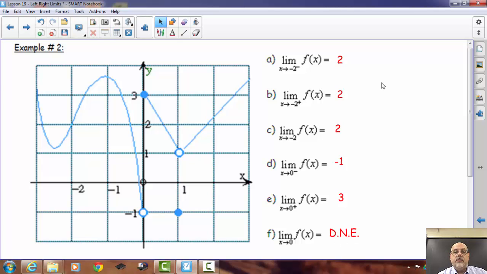If those two values are different, the limit just does not exist. So if you look at the top two, when I approach x is -2 from the left and the right, I still get a value of 2. Therefore, the limit is 2 when I approach -2. On the second example, as I approach 0 from the left, the limit is -1. As I approach 0 from the right, the limit is 3. And since they don't match, the limit of this function simply does not exist.